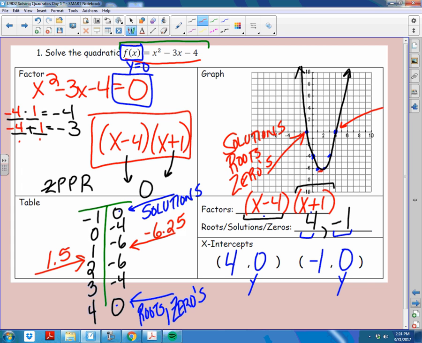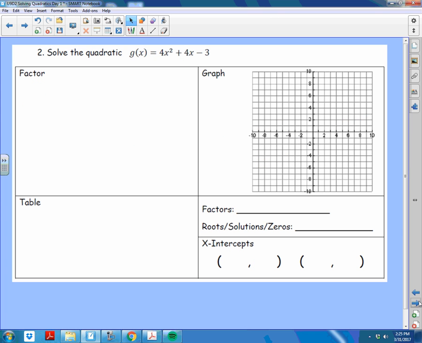So what I need you to be able to do is, if I give you a graph and ask what the zeros are for the following quadratic, you're going to look where the x-intercepts are. If I give you a table and say find the solutions, you're going to look where the y values are 0. If I give you an equation and say solve the following quadratic, you're going to factor it, set the factors equal to 0 and give me those x values. Any questions? Do the second one yourself.